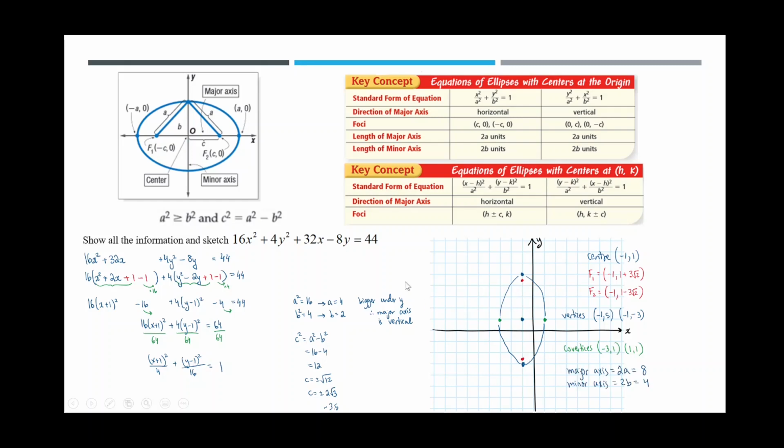And then finally, because you're supposed to state all the information, you should say that the major axis is 2a, which for us is size 8, all the way from this blue dot to that one over here. And the minor axis, which would be 2b, so from the green dot to that green dot, the size is 4.